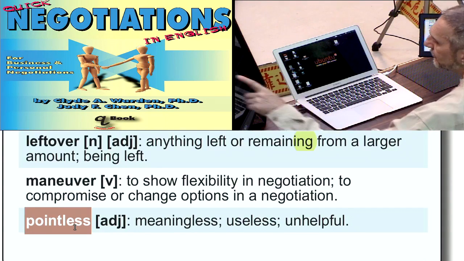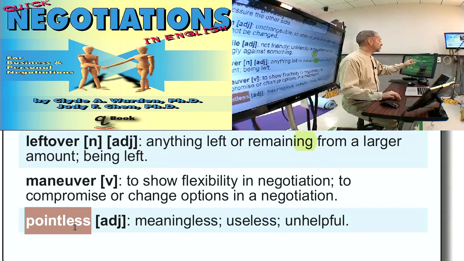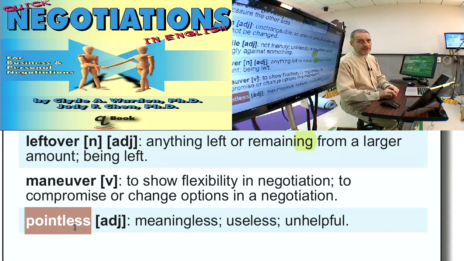Pointless. Pointless is a great word to use when you're negotiating. And usually you give it to the other side. You tell the other side, this is pointless. And it's a way to pressure the other side to think that you're about to give up. And remember, both sides in the negotiation must be working together. If one side gets nothing, they're going to walk away. Or if they can't get anything they need, they're going to walk away. So both sides need to know that they're going to get something.